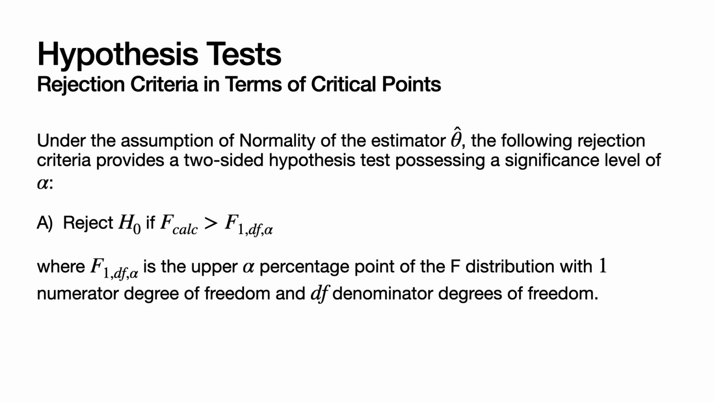For the rejection criteria, under the assumption of normality of the estimator theta hat, the following rejection criteria provides a two-sided hypothesis test possessing a significance level of alpha. For this two-sided test, hypothesis test of type A, we reject the null hypothesis if the test statistic Fcalc is greater than the upper alpha percentage point of the F distribution with one numerator degree of freedom and denominator degrees of freedom equal to df.